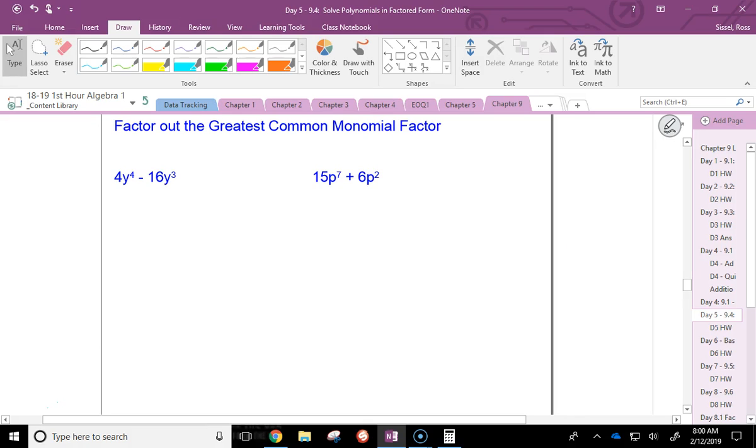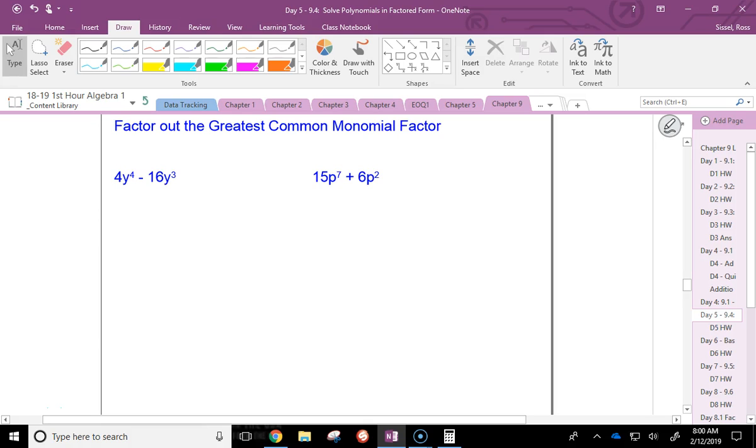This is where some people excel, that this really hits their wheelhouse. They like this, their brain functions. Other people, it takes a couple seconds to get this. Factor out the greatest common monomial factor.